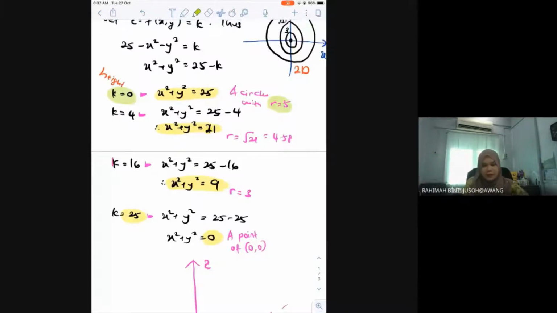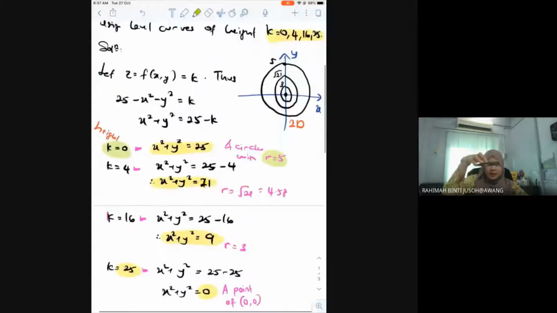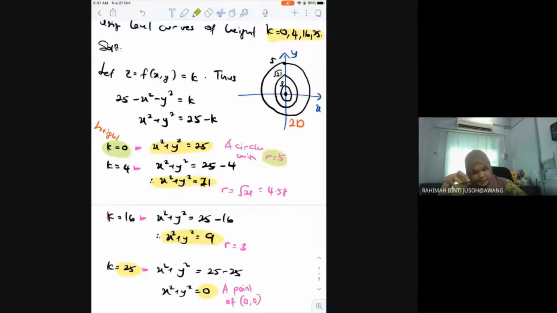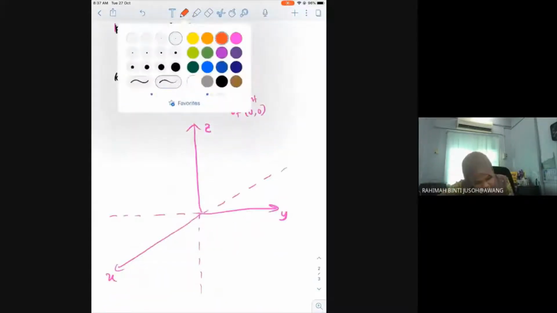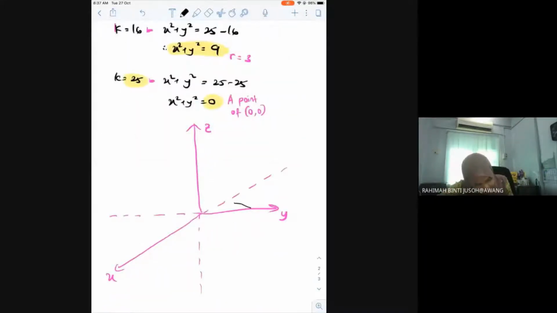So instead of the shape of the CD as before, I flip it like this, so it becomes like this. This is the circle with radius 5. Here is negative 5, at the back is negative 5. Understand? Front view and side view. So it looks like this now. Understand? Alright, this is when K equals 0.